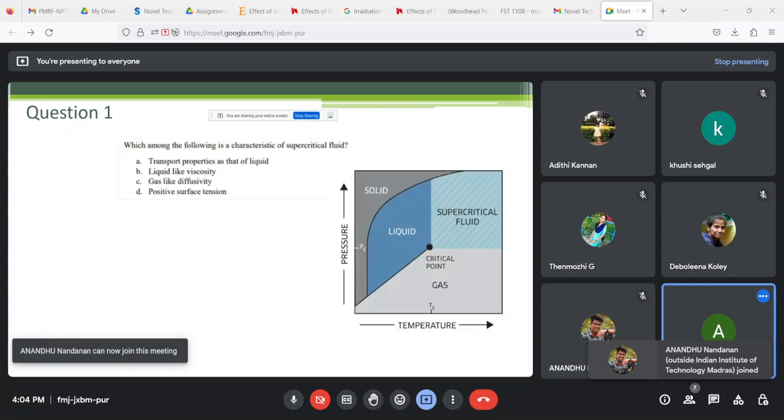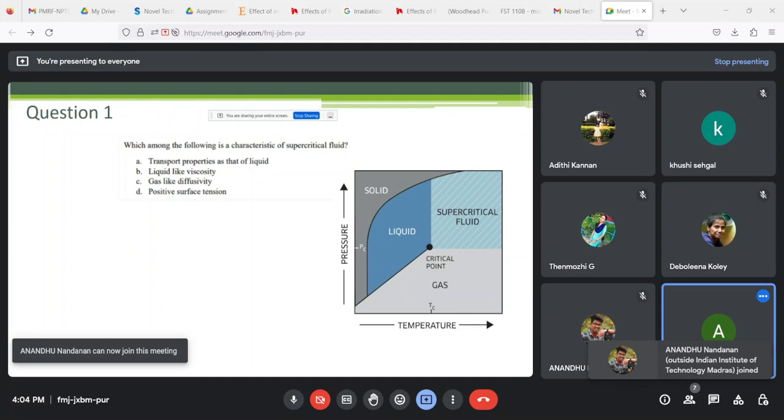So if you look at a phase diagram here, where you have temperature on the x-axis and pressure on the y-axis, at a certain temperature called Tc and a certain pressure known as Pc, that is the critical temperature and the critical pressure, the liquid and gas are in equilibrium. They behave very identically. So above the Tc and above the Pc, you can see there is a region known as the supercritical fluid. In this stage, the properties of the fluid will be intermediate between that of a liquid and a gas.